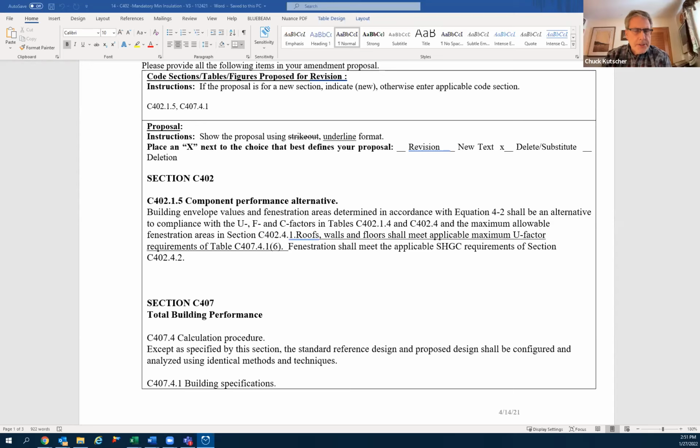Okay, thanks. My second question is, different insulation materials have very different values of embodied carbon emissions. Is there somewhere else where that is going to be addressed?